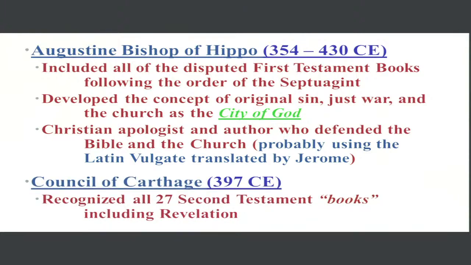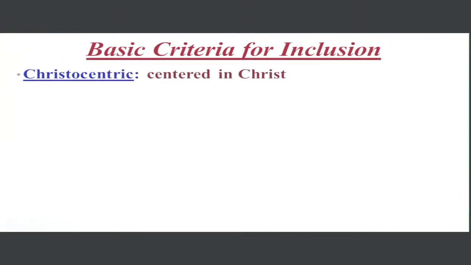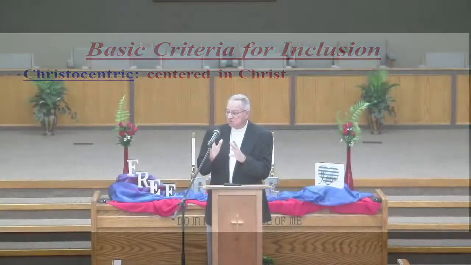And then there is the Council of Carthage, 397. This is the official recognition, the first official large group recognition of the New Testament as we have it today, the 27 pieces or books that we have in our Second Testament. The basic criteria that they used, first, it had to be Christocentric. And that, now we're talking just the Second Testament, just the 27 books. It had to be Christocentric, okay? Centered in Jesus, centered in Christ.